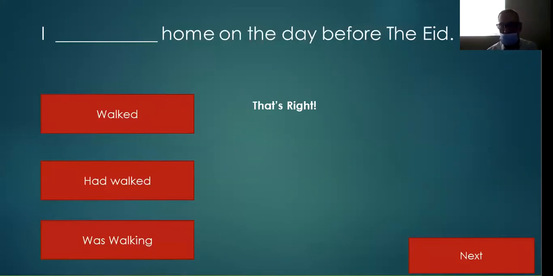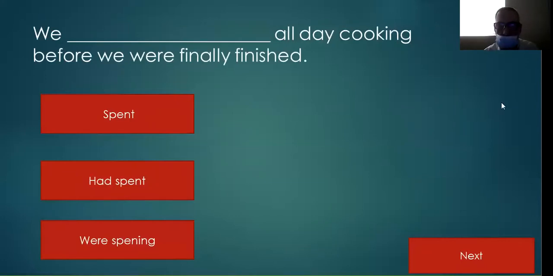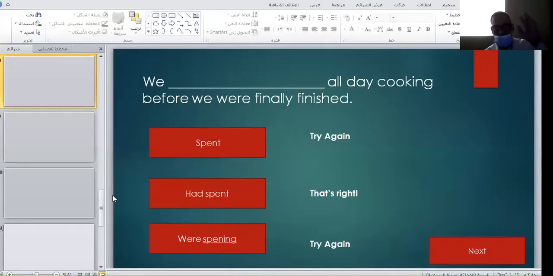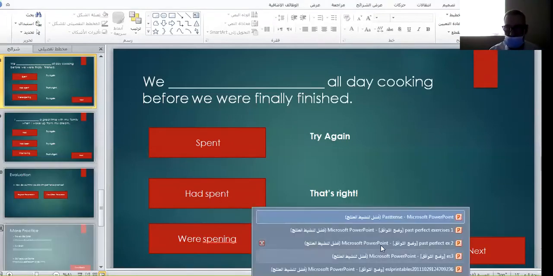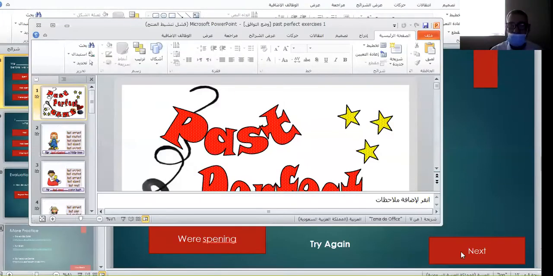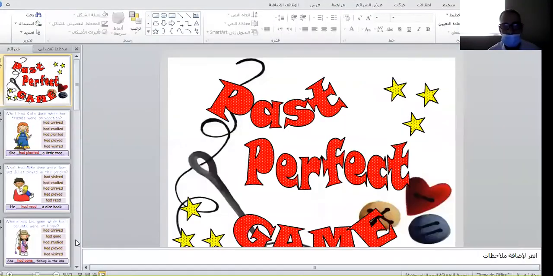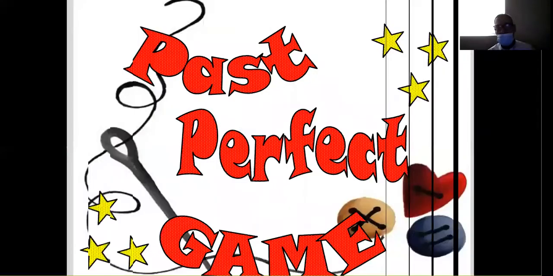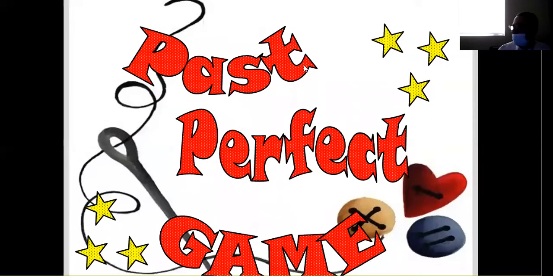This is one of the examples. We were all cooking before we finally finished. Can I choose "had spent" here? Had spent, yes. Okay, I think that's okay. That's enough from this exercise, just to move to another idea. Here are more examples and more exercises of past perfect, and we have games.